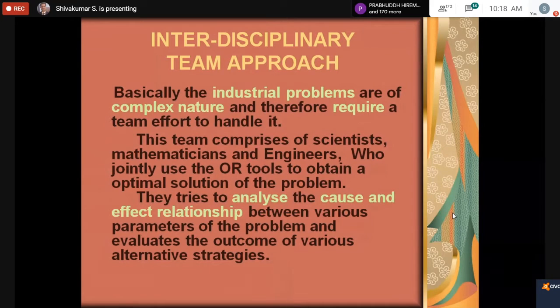That's why OR is also called management science. OR is also called optimization technique. OR is also called quantitative techniques. They are called QT, OT, MS; likewise multiple names are there for OR.